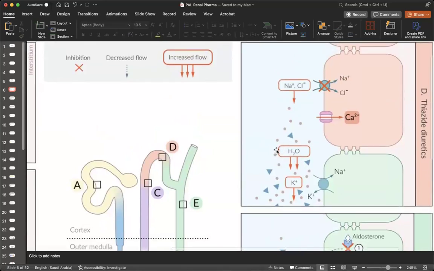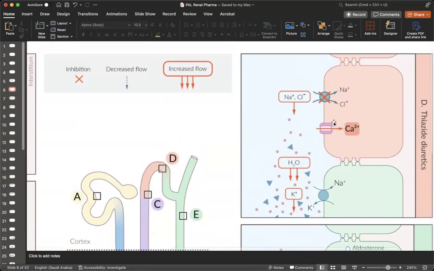So how do you avoid that? By bringing some calcium into the blood. So that's why it is helpful for patients with calcium stones, as well as those with hypocalcemia, because it can reabsorb calcium.